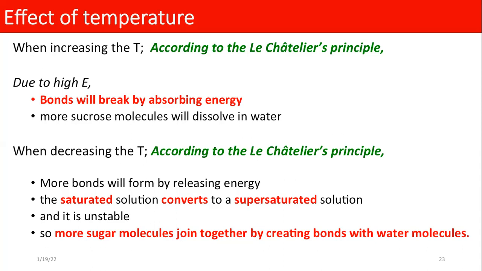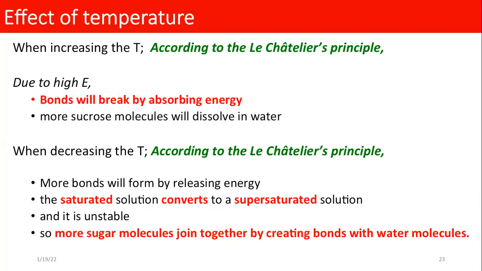Break the bonds. There are several bonds between water and water, sugar and sugar, and water and sugar, right? They are different bonds, but all are weak bonds. When we provide the energy, the molecules and bonds will absorb that energy and try to reduce it. It means the solvent itself tries to reduce the temperature. We are going to increase it, the solvent is going to decrease it. As a result, bonds will break and more sucrose molecules will dissolve.